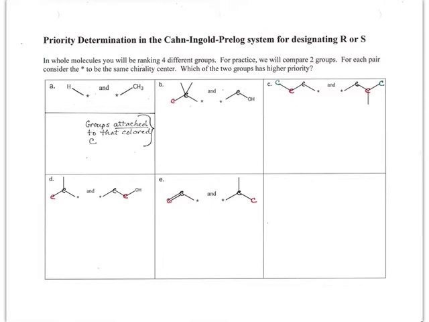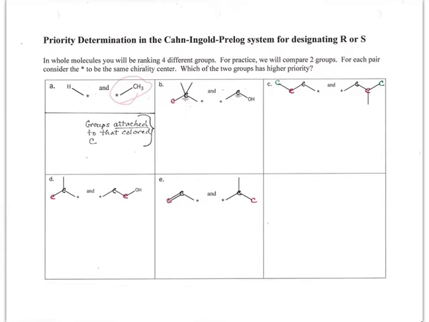So that works out to be the highest priority. That's number 1 and number 2 of those 2 groups. The second one, we start out at that star and we move out to a carbon right here. Both of them are carbon, so that is the same. We now have a tie.